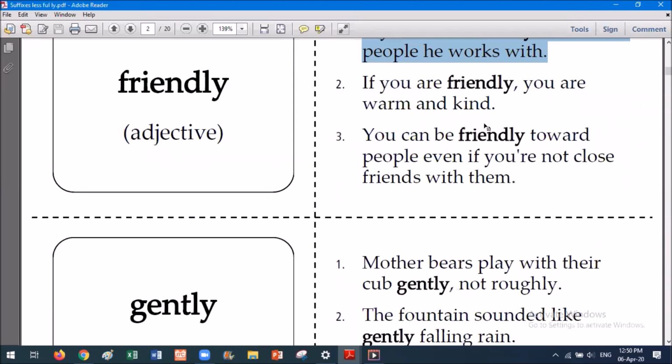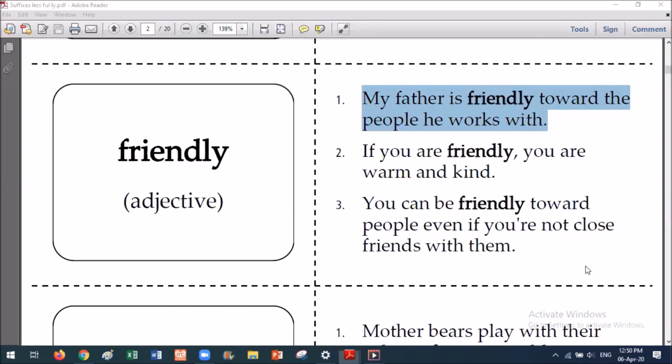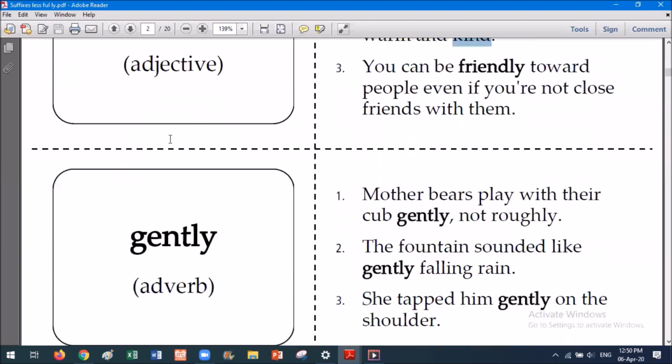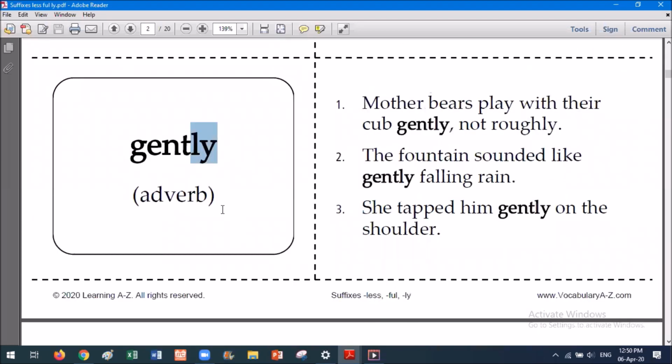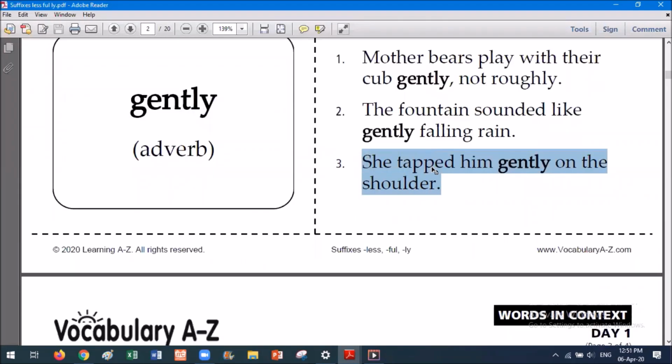So, here are some synonyms, not cinnamon, synonyms. To be friendly, you can be warm and you can be kind as well. There's also a couple of synonyms. Oh, gently. Here's another way of being done. How was it done? She tapped him gently on the shoulder. So she didn't bang, bang, bang him on the shoulder. That wouldn't be very nice. She gently tapped him on the shoulder. How was it done? In a gentle way.